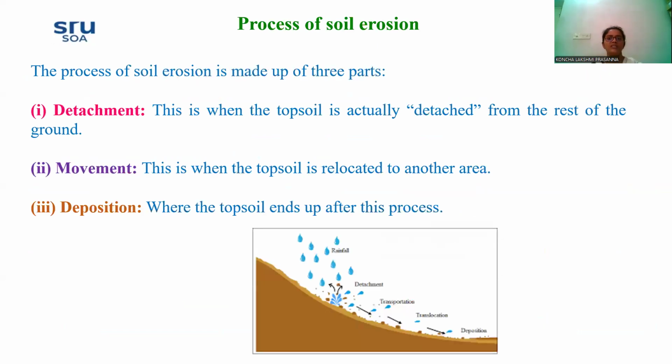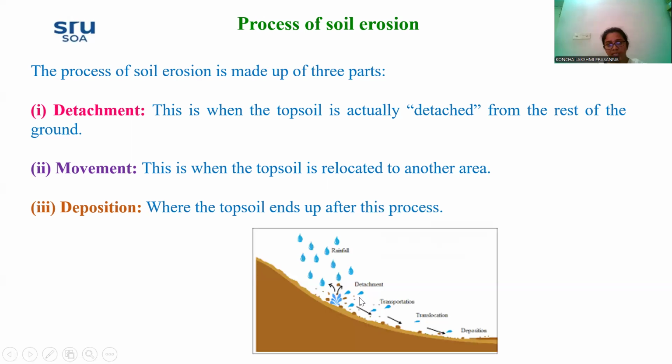Next is the process of soil erosion. The process of soil erosion occurs in different steps: detachment, transportation, translocation, and deposition. Here you can see the diagram depicting the process. After the impact of raindrops, the soil particles are detached and move from one place to another. That is known as detachment.